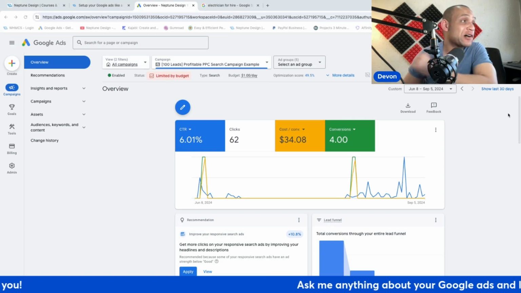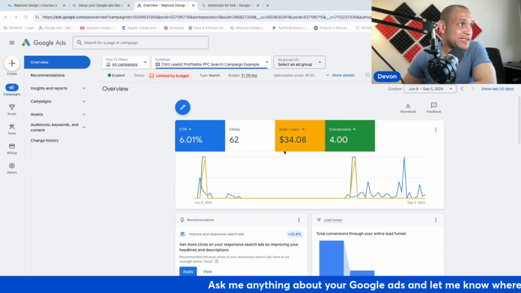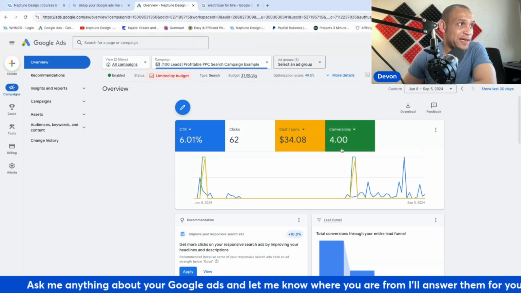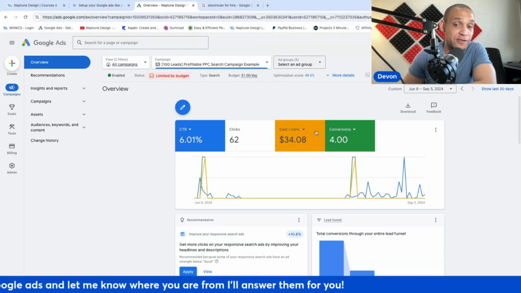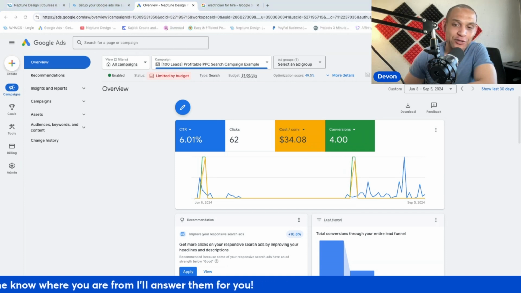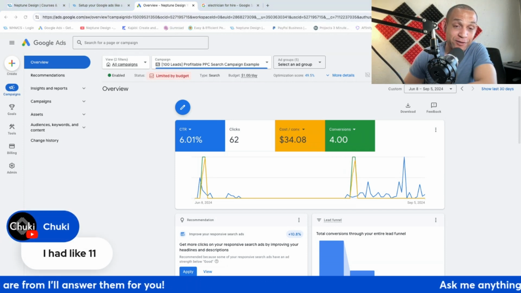All right, cool. So as you can see over here, I can see now that my cost per conversion is high. And I can also see that my conversions, we could do a little bit more to boost those conversions, right? And Chuki says he had about 11% click-through rate. Well done.